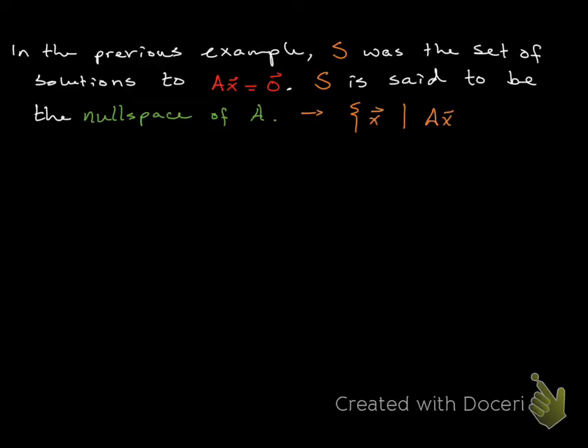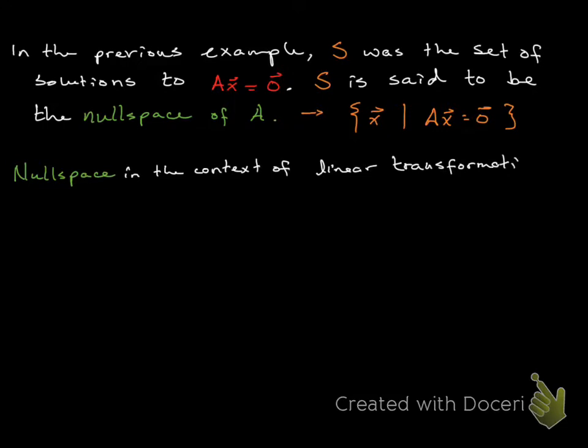We write that null space set as the following: the set of X such that A times X equals 0. In the context of linear transformations, the null space is called the kernel. Now, of course, 2 different names for the same thing. Well, they're mostly the same thing.